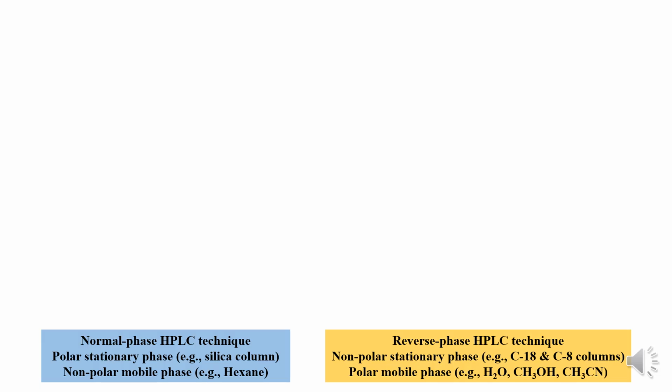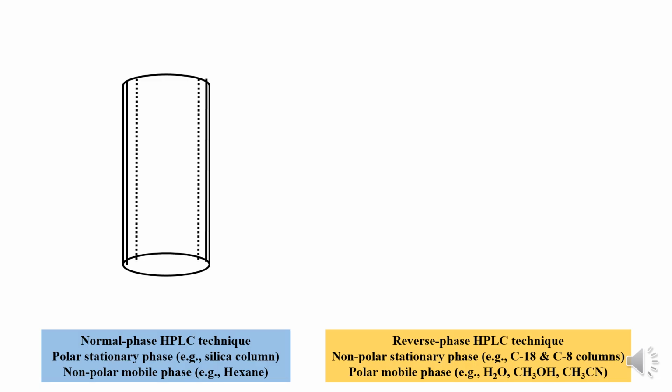The two commonly used non-polar stationary phase columns are C18 and C8 columns. The numbers 8 and 18 indicate the number of carbon atoms in the hydrocarbon chain of the non-polar stationary phase. While the mobile phase is polar in nature, some of the polar solvents commonly used in reverse phase HPLC technique are water, methanol and acetonitrile.